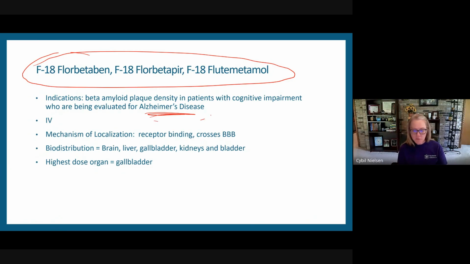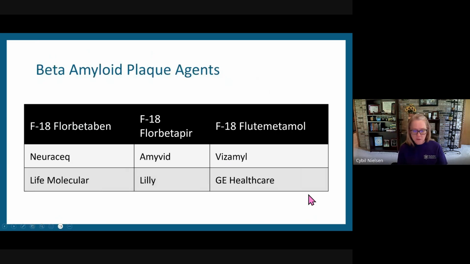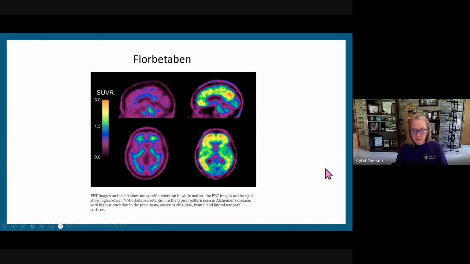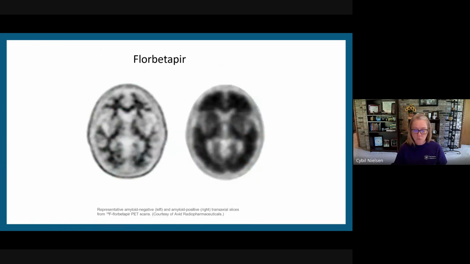So this one is actually for Alzheimer's disease. This is just of the brain. It's also receptor binding. These are the three that are currently approved. I've just given you the brand names and who makes them. It has a 30 to 90-minute uptake, and basically we're just looking to see if we see a lot of activity or not a lot of activity. It's going to what's called the beta amyloid plaque that builds up in the brain. Sometimes you have beta amyloid plaque and you don't have Alzheimer's. So if you get a positive, that doesn't mean you have Alzheimer's. But if you get a negative, it means you don't have Alzheimer's. So that's what we're doing, we're ruling out.